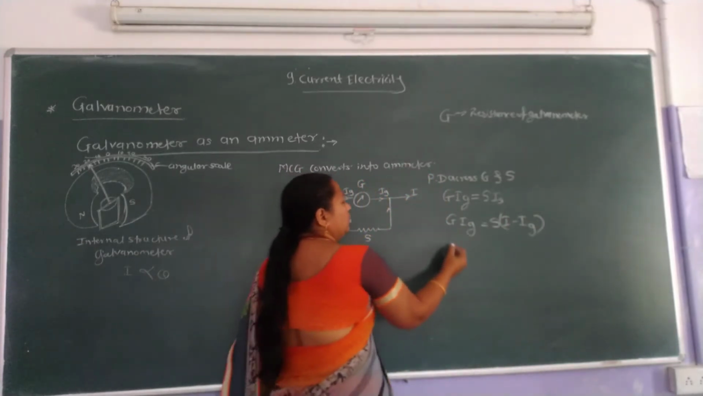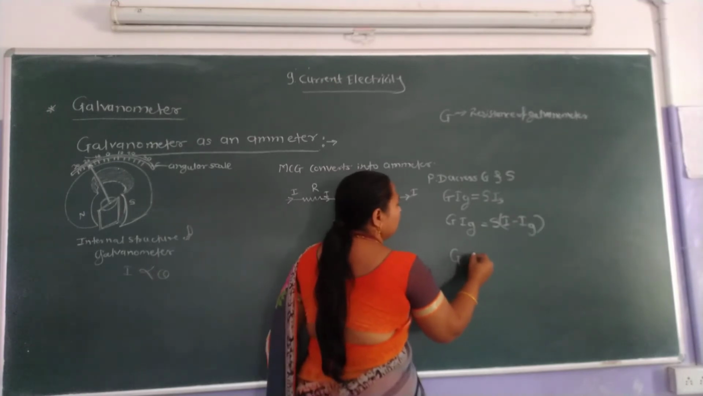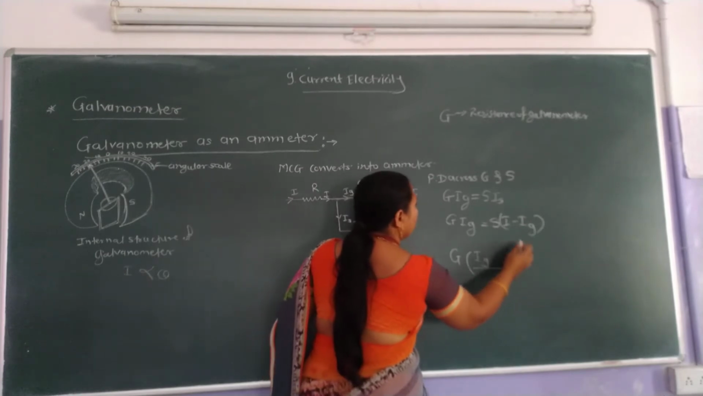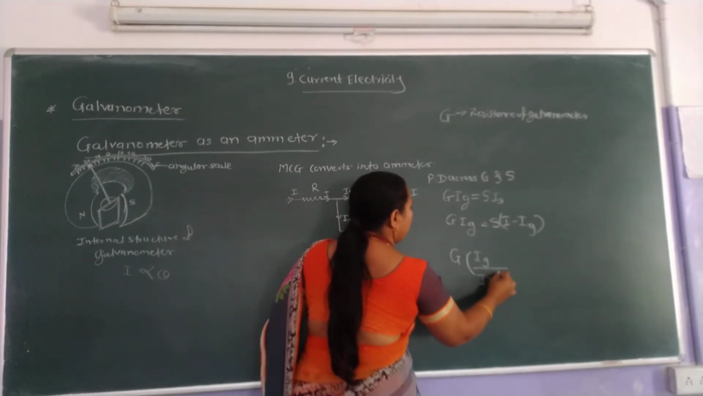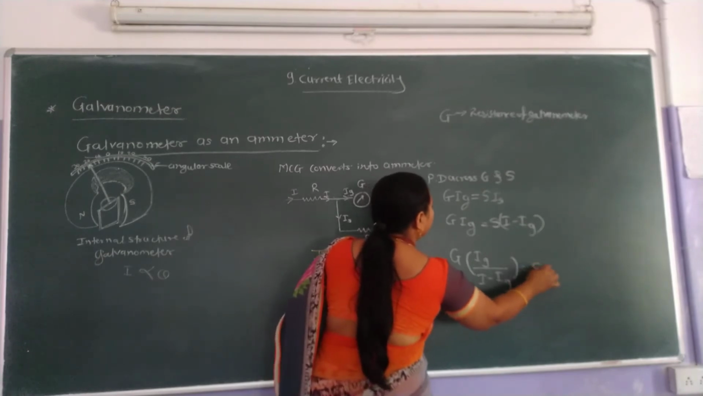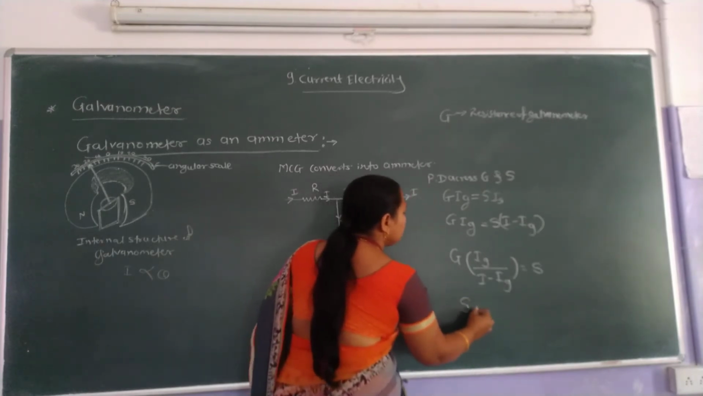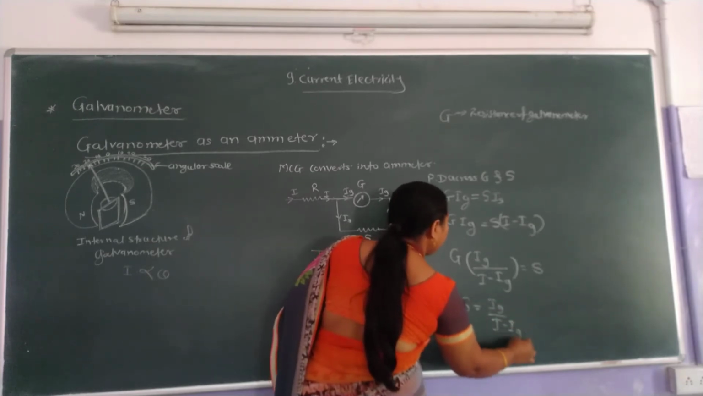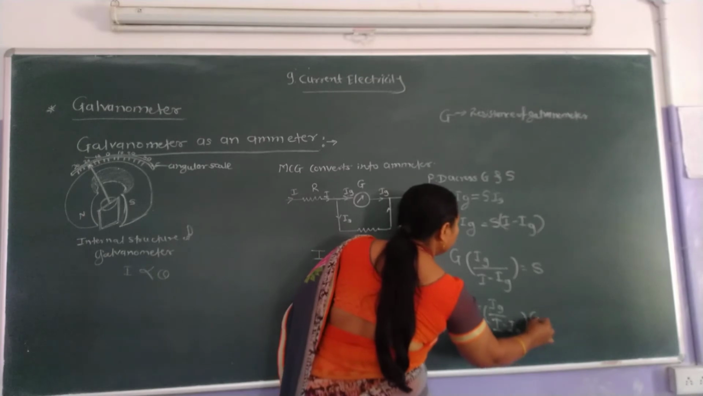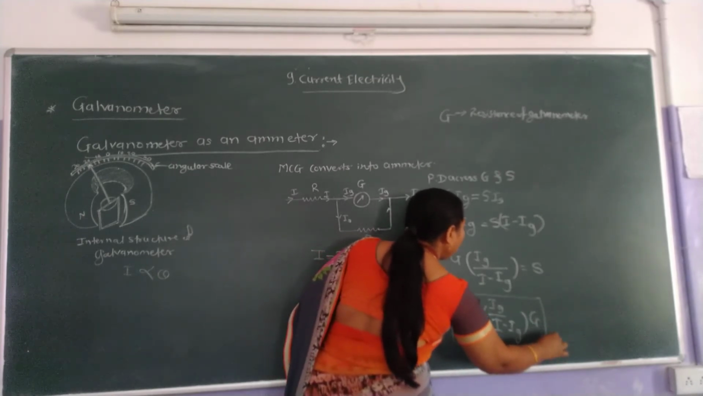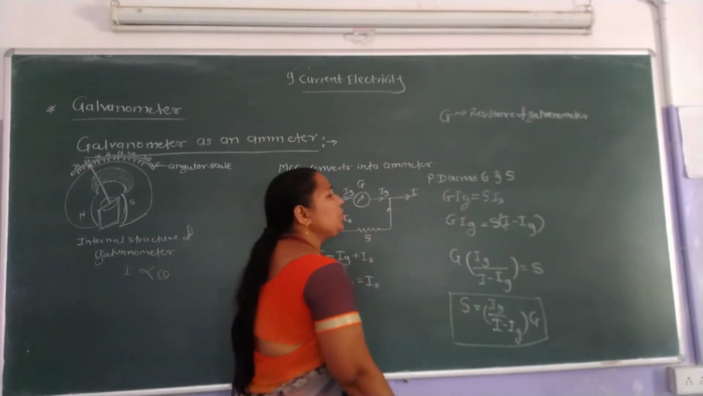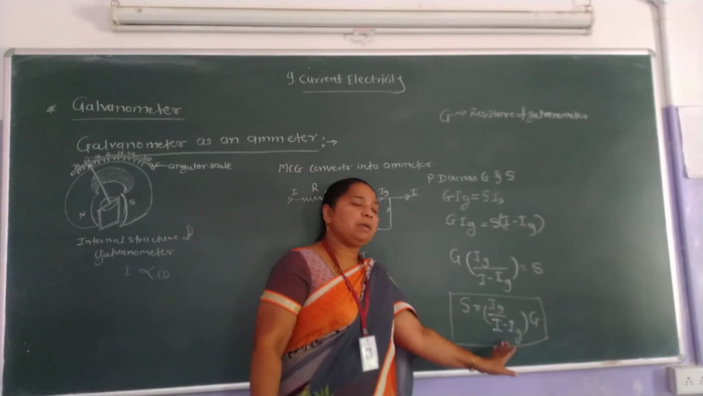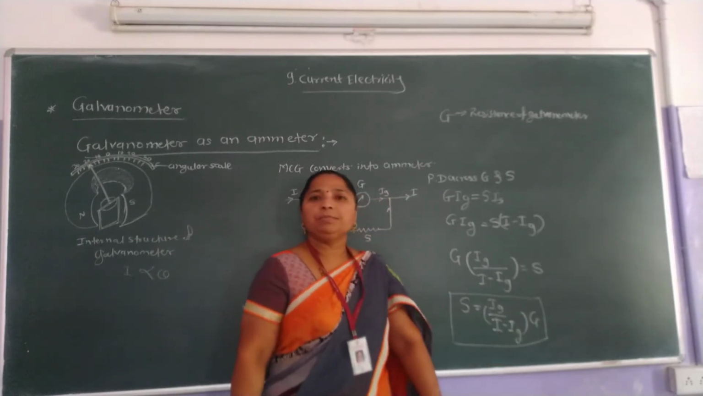Therefore, G into Ig upon that I minus Ig factor, I minus Ig, we get the shunt resistance. Therefore, S is equal to Ig upon I minus Ig into G. And that formula can be used to find the shunt resistance.